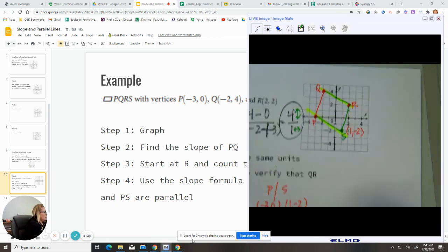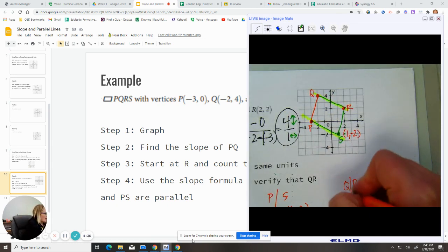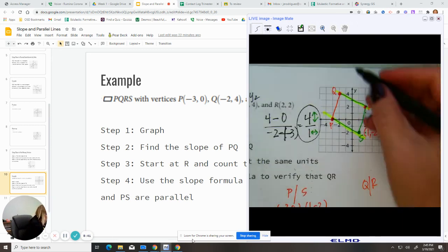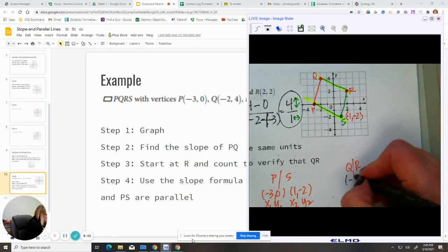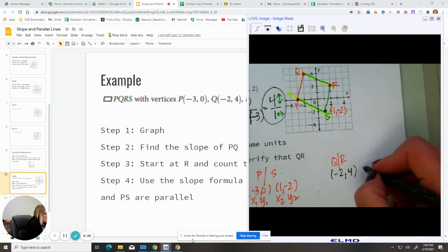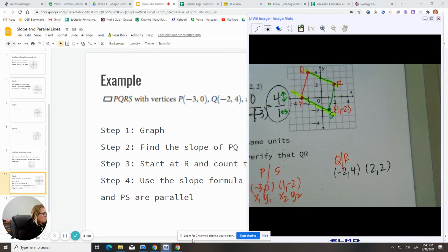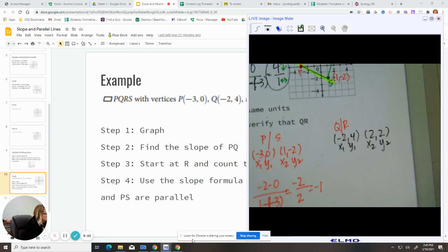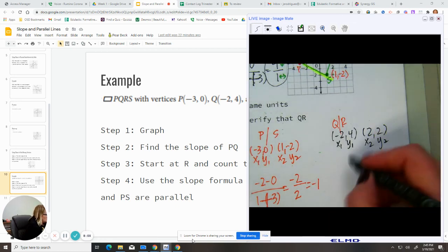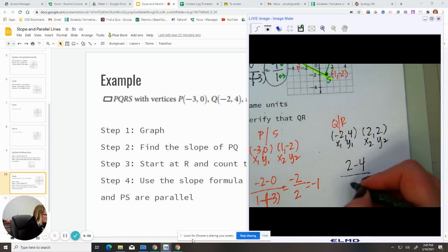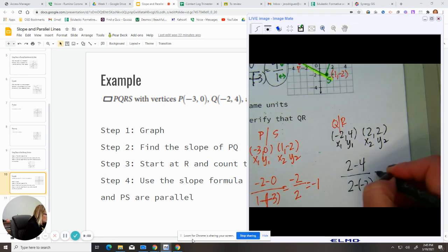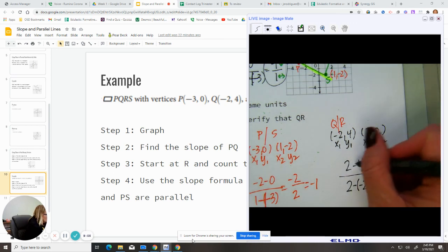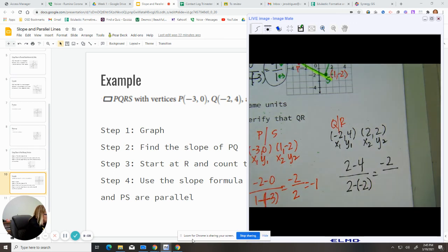So now we're hoping that this QR is going to have the same slope. Let me change colors for us. So we're going to use Q, which is -2, 4, and R, which is 2, 2. We have X1 and Y1, X2 and Y2. So Y2 minus Y1 over X2 minus X1. Okay, so 2 minus 4 is -2.